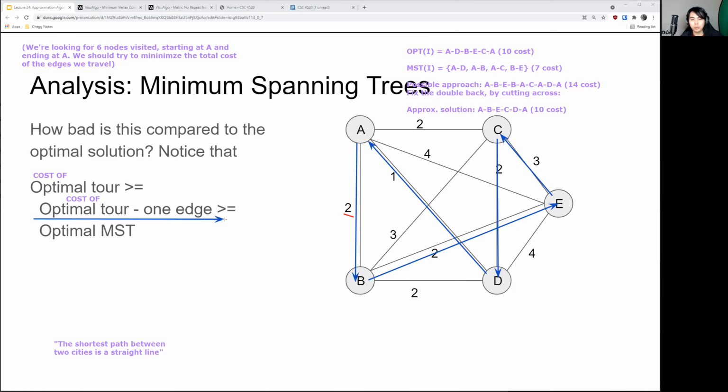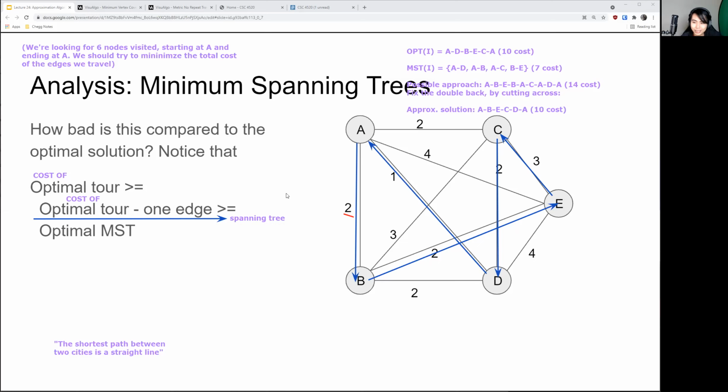Now, the thing is, when we have a loop and we take out one edge, this becomes a spanning tree. Just think carefully about it. A spanning tree is a set of edges that touch every single node at least once, right? And there are no cycles in it. So if we took what was a cycle and we removed an edge, now we have a spanning tree.